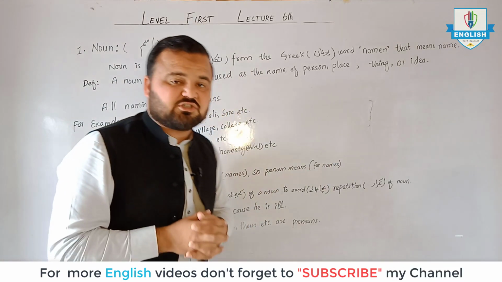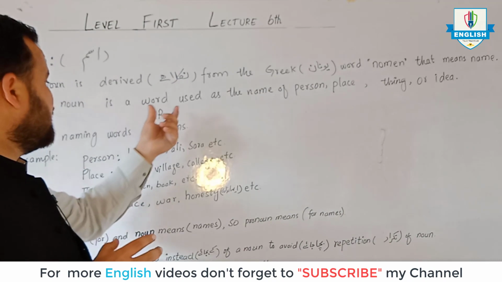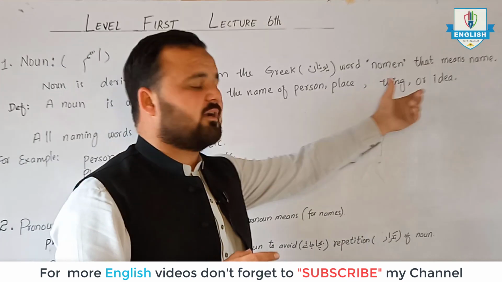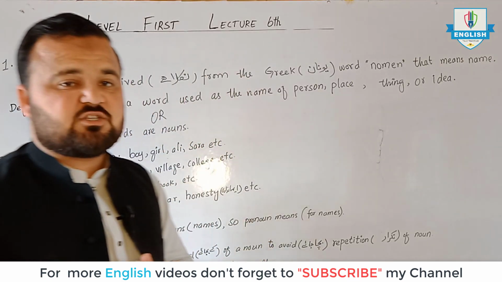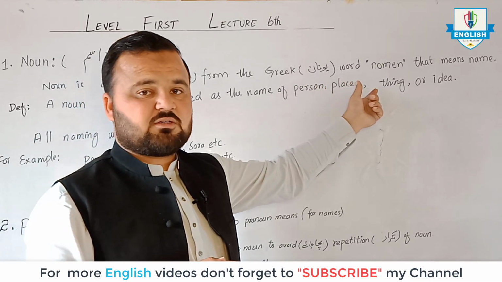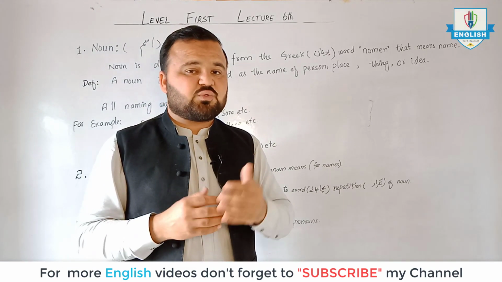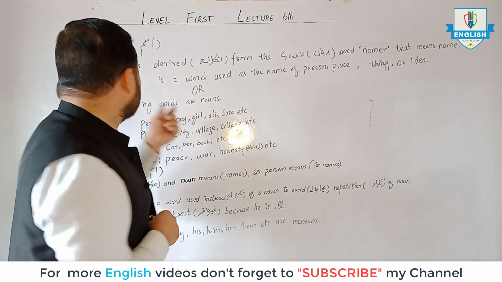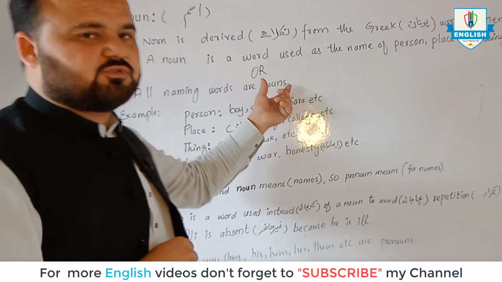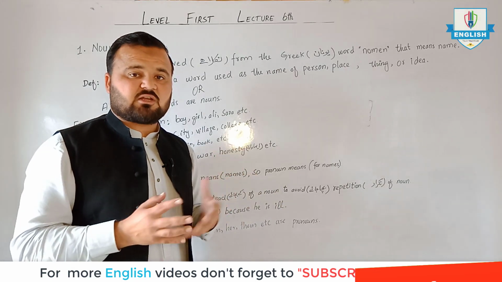So now look at the definition. A noun is a word which is used as the name of a place, person, thing or idea. So the noun word is actually a name of different things. The second definition: all naming words are nouns. Those which we are looking at as different names, those names are called nouns.